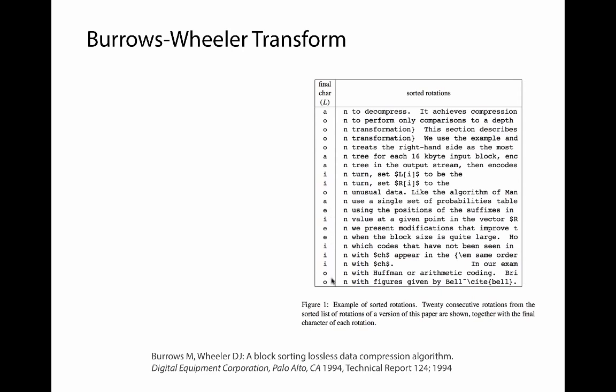There's something else these characters have in common, which is that they're all vowels, right? And this is not surprising when you consider how the Burrows-Wheeler matrix is sorted. It's sorted by rotation, which means it's sorted by these strings. And these are the strings that come immediately after these characters in the text. In other words, somewhere in the text it says "an to decompress" and "on to perform." So this A comes before this N in the text, but it's sorted by this text.